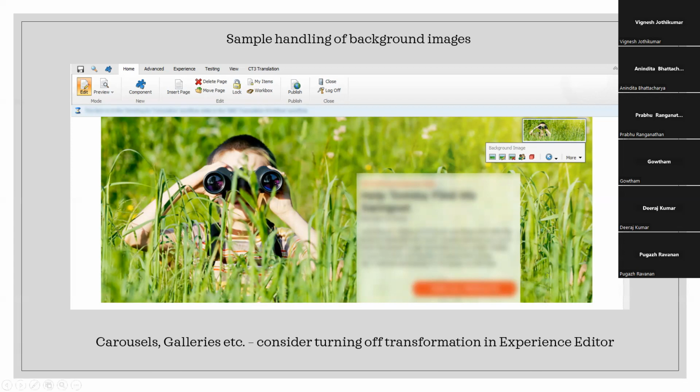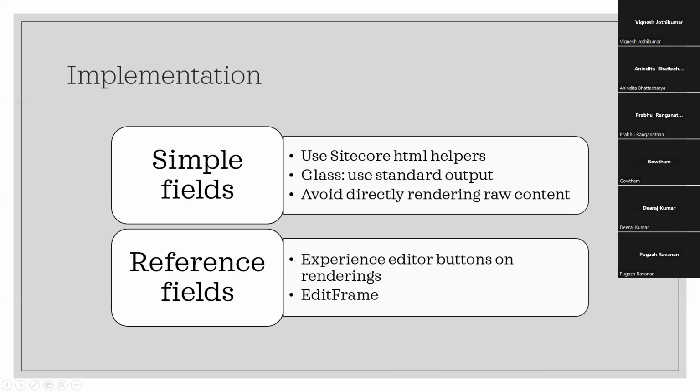Now, moving on to the implementation of doing these things. So for simple fields, like I mentioned, there is out-of-the-box support for things like, obviously, text and IMG tags and stuff like that. So when it comes to using the out-of-the-box Sitecore methods, so Sitecore HTML helpers, usually they will ensure editability in case of simple fields, especially. If you're using something like Glassmapper, then one tip here is to look into standard output parameter.